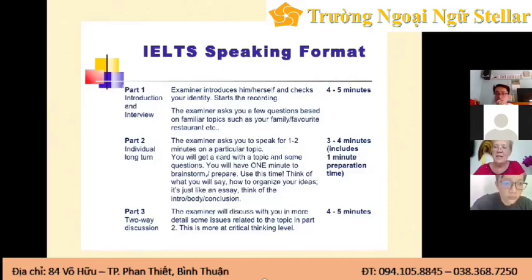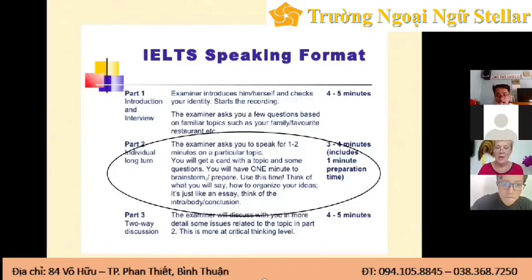And this is the most important help in the test, because it will make sure that your test will go well if you prepare this part well. So what we are going to do today, we are going to learn how to prepare for part 2 as easily as possible. So this is the part we are practicing today.